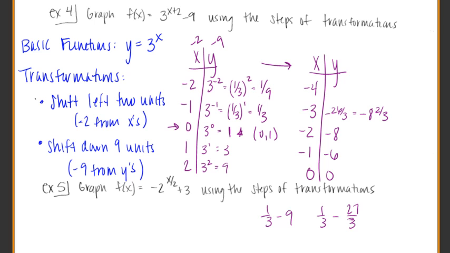Okay, and then the last one, let's go 1/9 minus 9. So 1 over 9 minus 81 over 9 is going to give me negative 80 over 9. And as a mixed fraction, it would be negative 8 and, 9 times 8 is 72, 8/9. Okay, that was gross, but we can put this all together. Let's draw ourselves a graph.